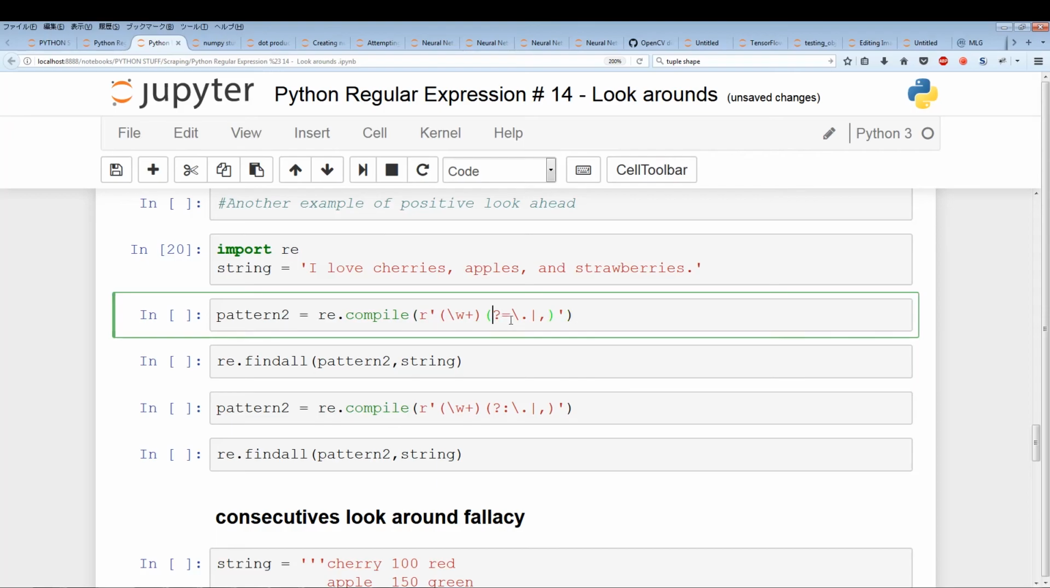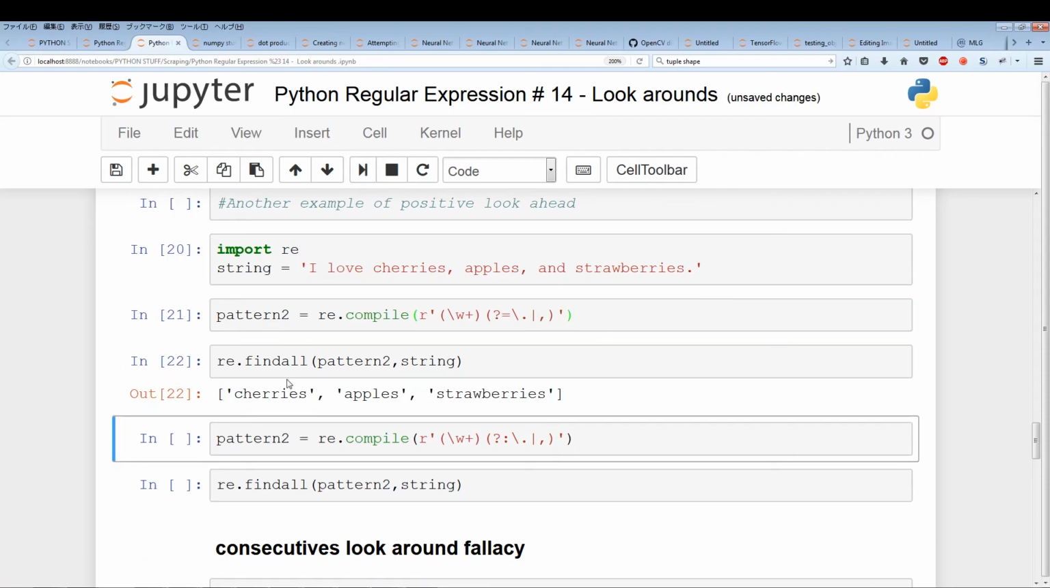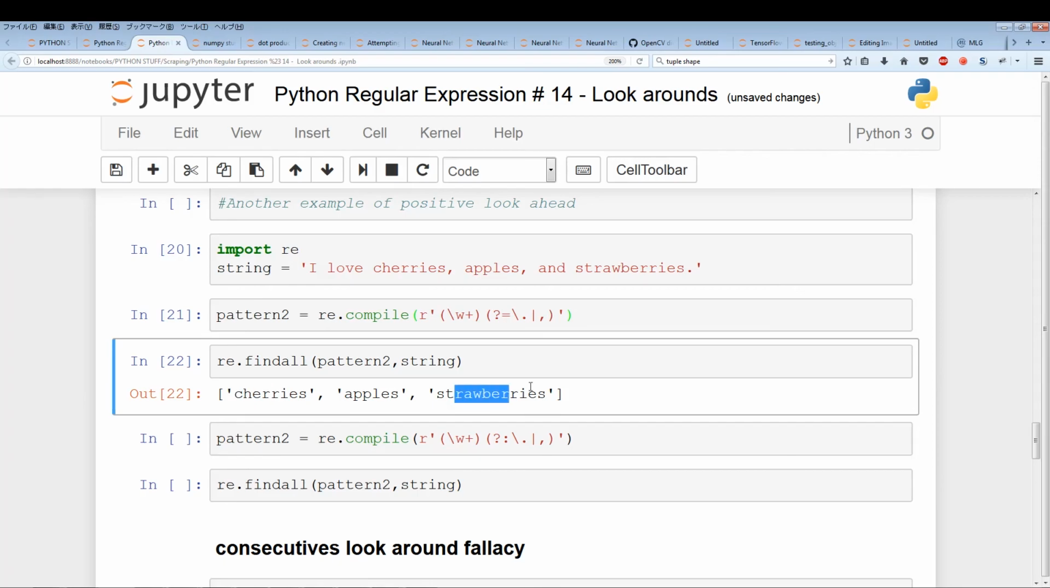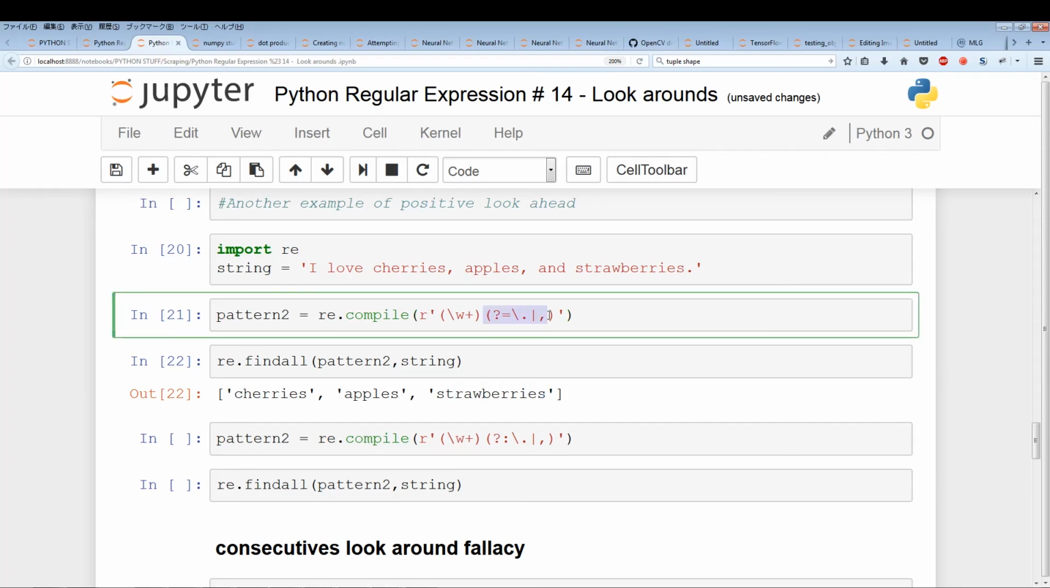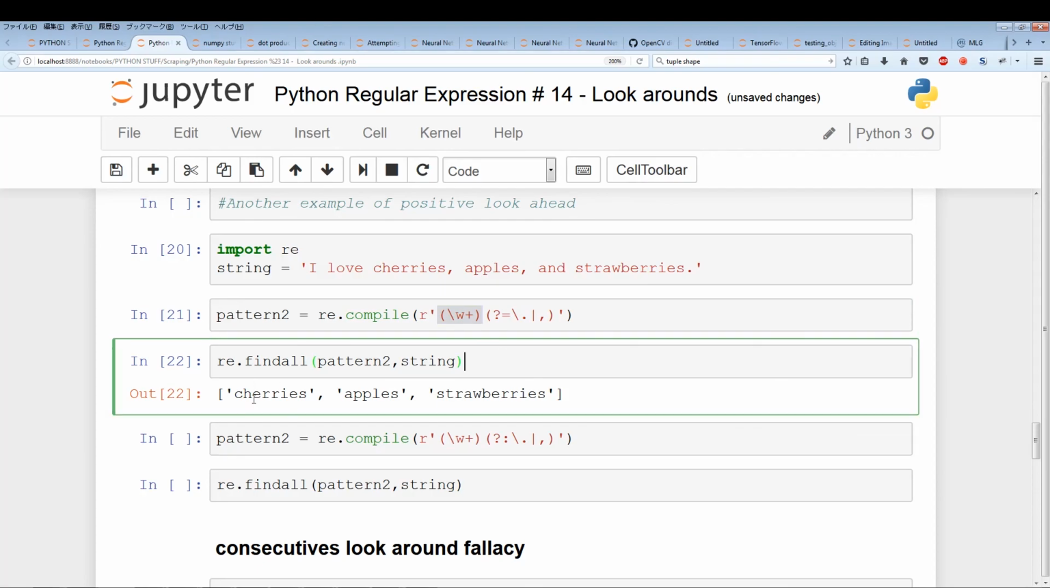So in this case, we're using the OR symbol. We have a positive look ahead, and we're looking for a period or a comma. So this is the OR symbol, this is a period, and this is a comma, and this backslash is just escaping the period. So we'll run this, re.findall, and as you can see, we pull out cherries, apples, and strawberries. And we wanted to make sure we were looking for any word that is followed by a punctuation mark, whether it be a period or a comma. And of course, this is not capturing nor consuming. So the only part that gets captured is this. So we get cherries, apples, strawberries.